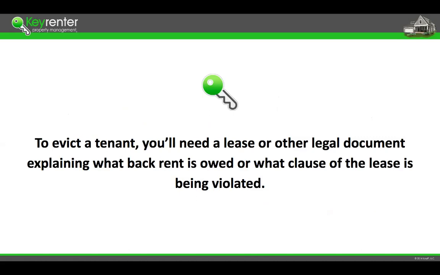To evict a tenant, you'll need a lease or another document that explains what back rent is owed or what the clause of the lease being violated is. So you cannot have no lease and say to somebody, you owe me rent plus this late fee for the previous month, 2 months, 3 months. There needs to be something in writing that indicates what the damages would be. In the case of non-payment, the damages would obviously be the rent that has not been paid and what needs to be collected.